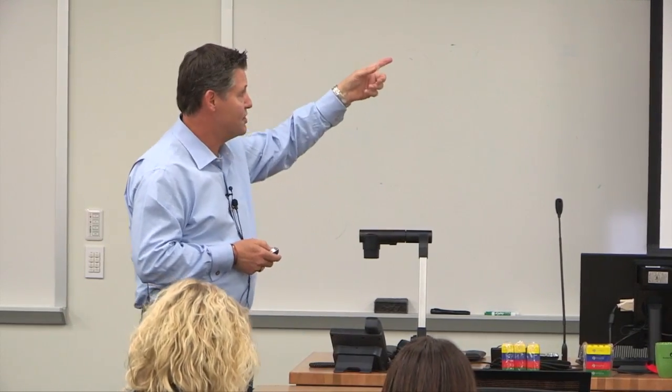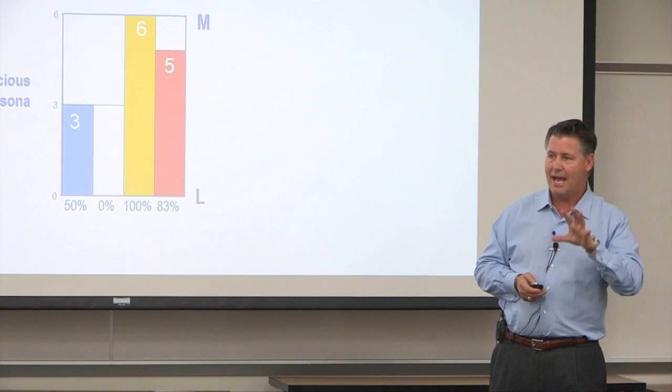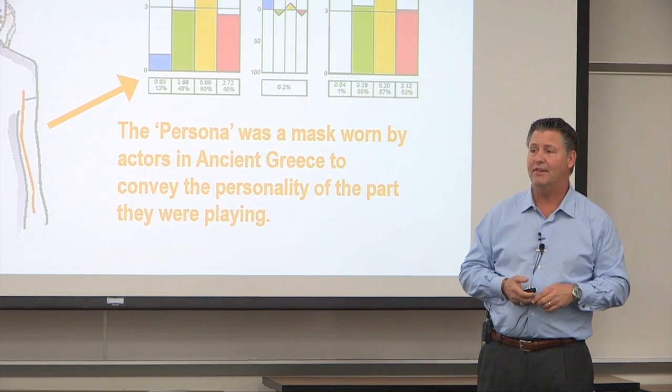So if you look at one of the questions, this is number 3. For most, someone said buoyant and lighthearted. They lead with what energy? They're most what? Buoyant and lighthearted. Sunshine yellow. Next, they're determined and dominant. What color? Fiery red. Exact and precise. Cool blue. And calm and even tempered. Earth green. That's all we asked you 25 times. We averaged your answers and we created the conscious graph on the left.